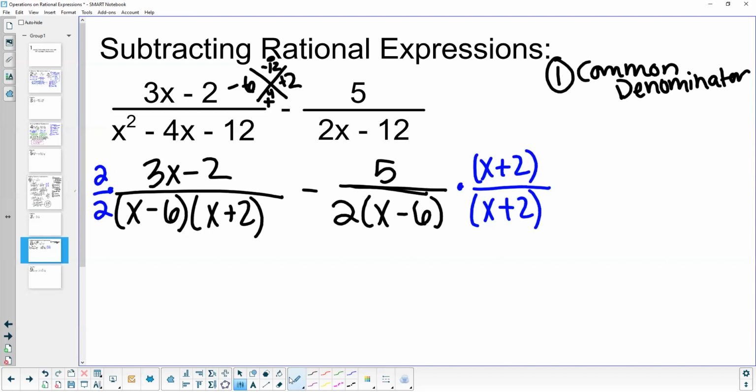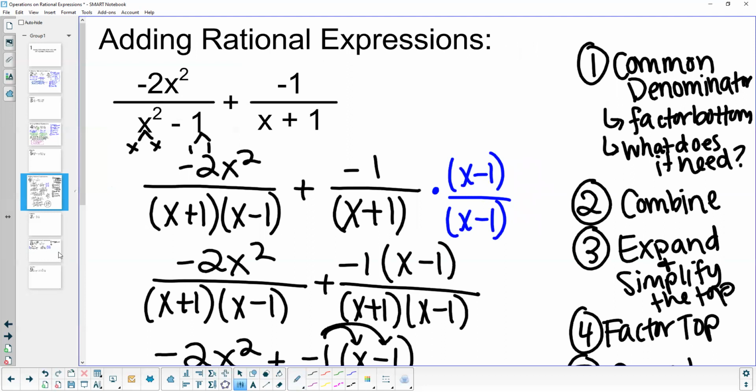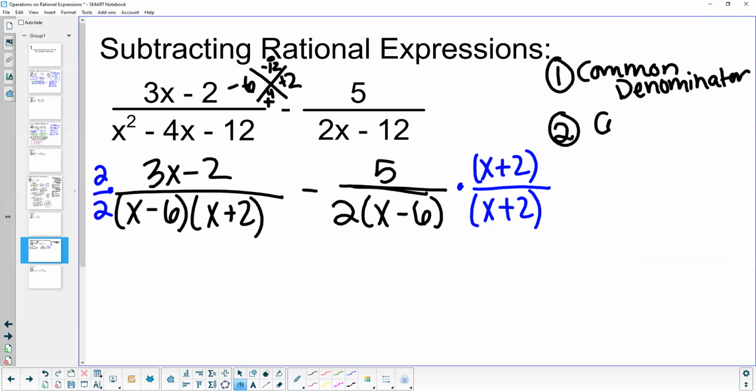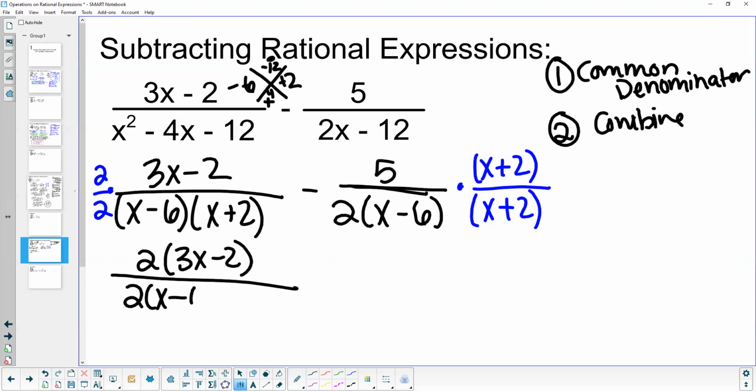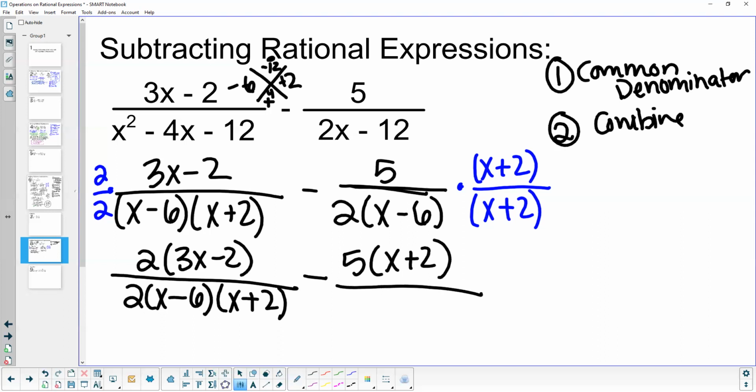And as we multiply that out, we then get to that point where we're on step 2 here, which is to combine our fractions together. And so first we want to write out what these new factored forms are. So we've got 2 times 3x minus 2 over 2 times x minus 6 times x plus 2, minus 5 times x plus 2 over 2 times x minus 6 times x plus 2. Woof. So then we're going to combine them together.